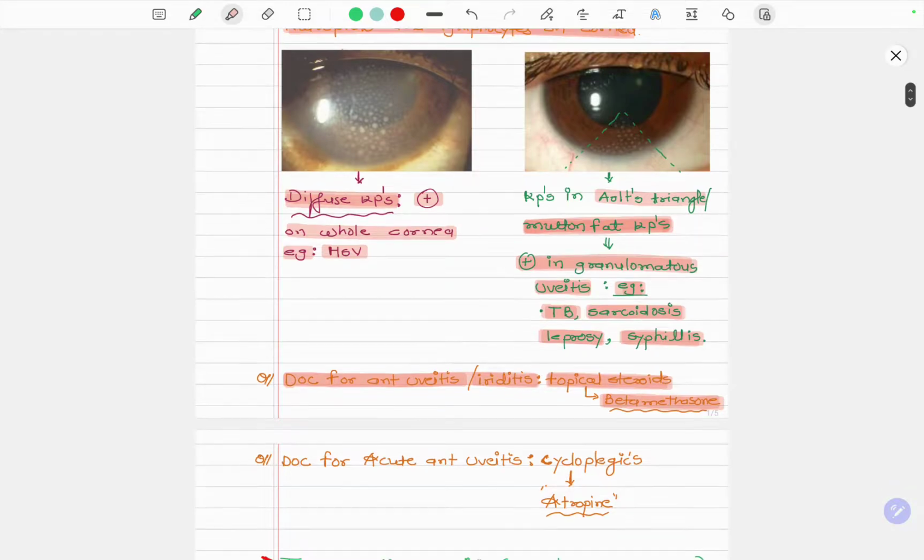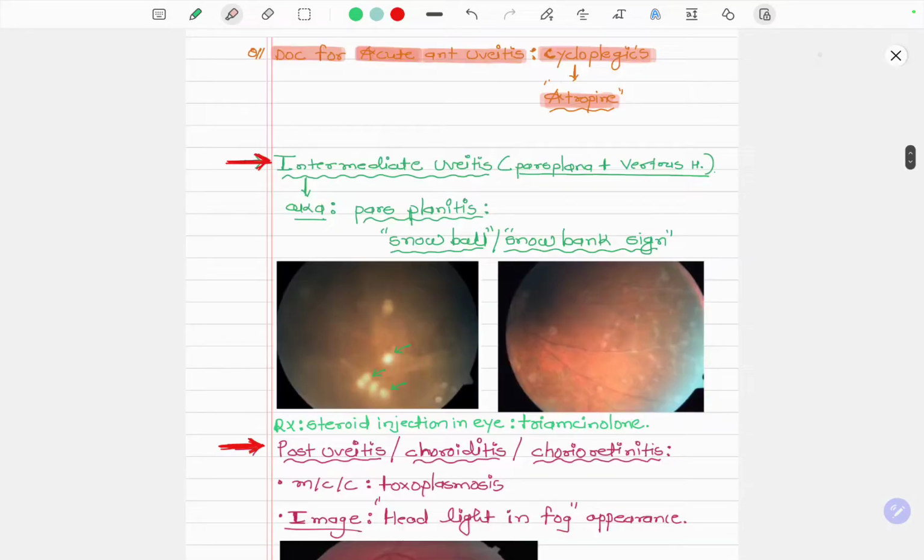Now if the examiner frames a question adding acute to it, what is the drug of choice for acute anterior uveitis? The answer changes towards cycloplegics, and that is atropine. So the drug of choice for anterior uveitis is simply topical steroids, betamethasone. If they say the drug of choice for acute anterior uveitis, it is cycloplegics, atropine. Okay, so we are done with anterior uveitis.